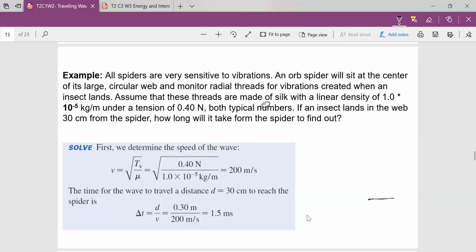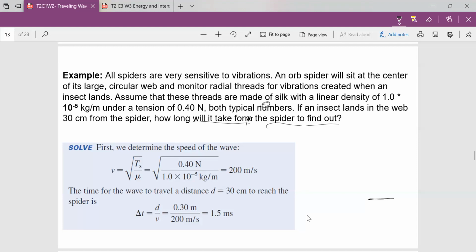If an insect lands in the web 30 cm from the spider, how long will it take for the spider to find out? So we want to know the time it will take for the spider to find out that an insect just landed 30 cm away from the center of the web.